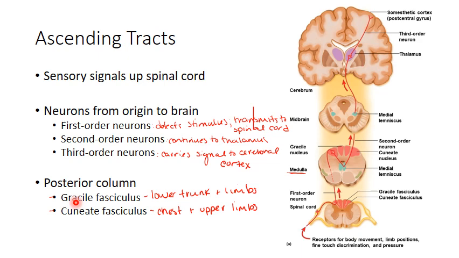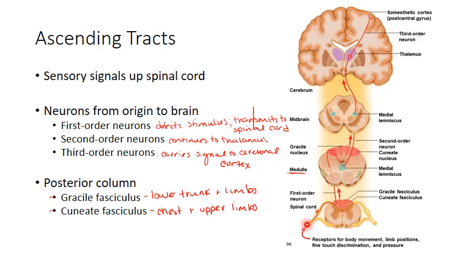So the type of information that these two columns or ascending tracts are going to be responsible for transmitting would be like vibration, pain, touch, and proprioception, which is all about body position and movement. So then we can use that information to adjust our muscle tone and our balance and our posture and how we coordinate. For both of these tracts, we see that our first order neurons are going to go to the medulla, and then they are going to synapse with our second order neurons, and at that point, the second order neuron is going to decussate.